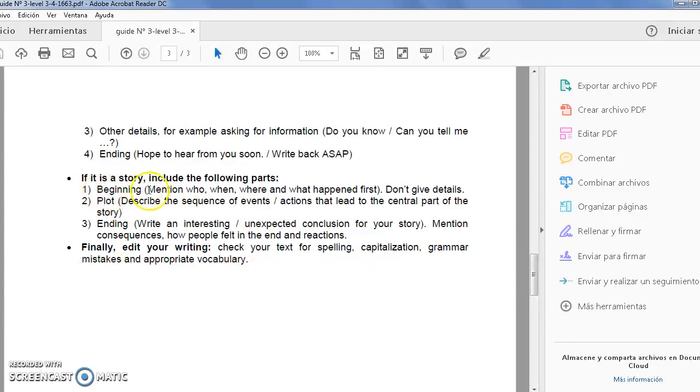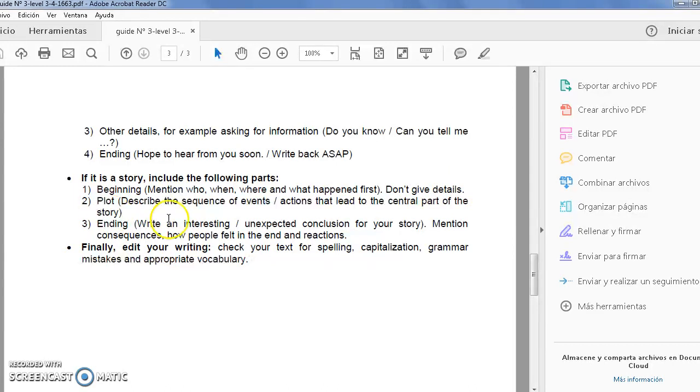There is a beginning. In the beginning you mention who, when, where, what happened first, but you don't give details. Here is the introduction to the story. You mention what happened first, who are the people involved, where and when it took place, but you don't give details yet. Now, the second paragraph would be the plot.